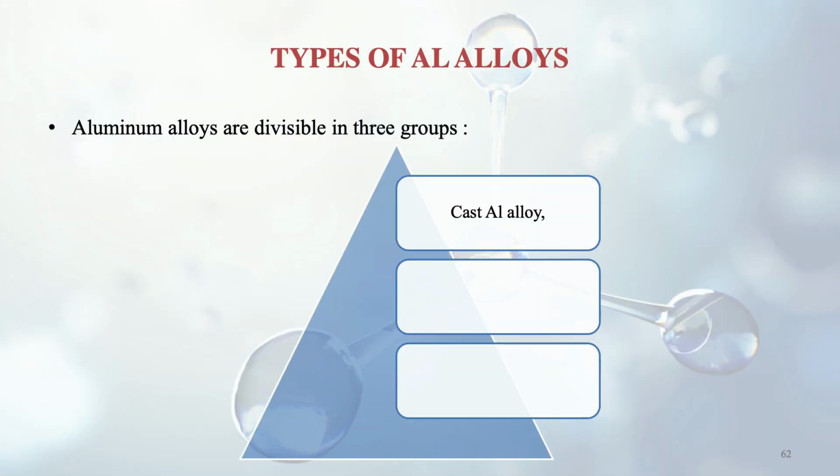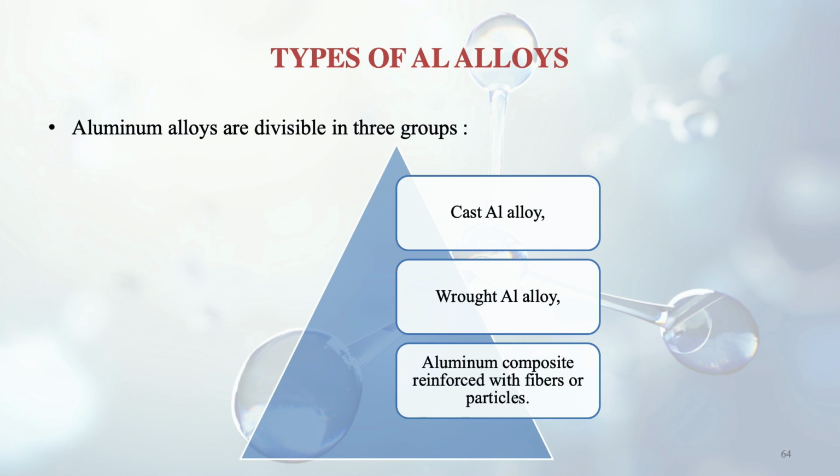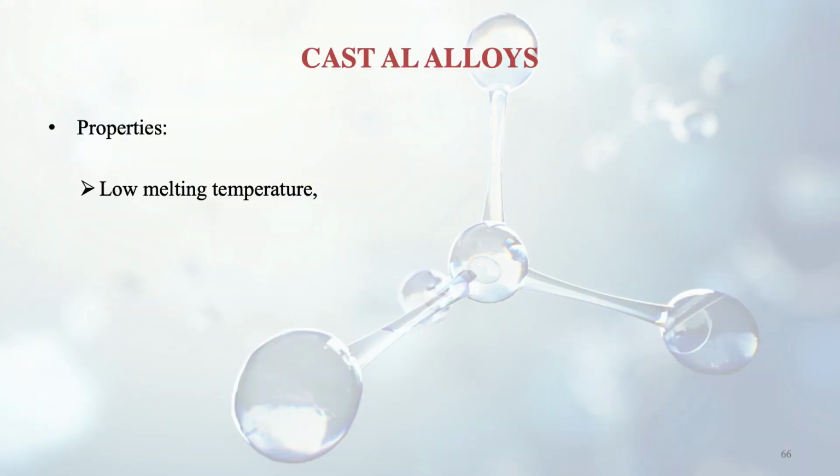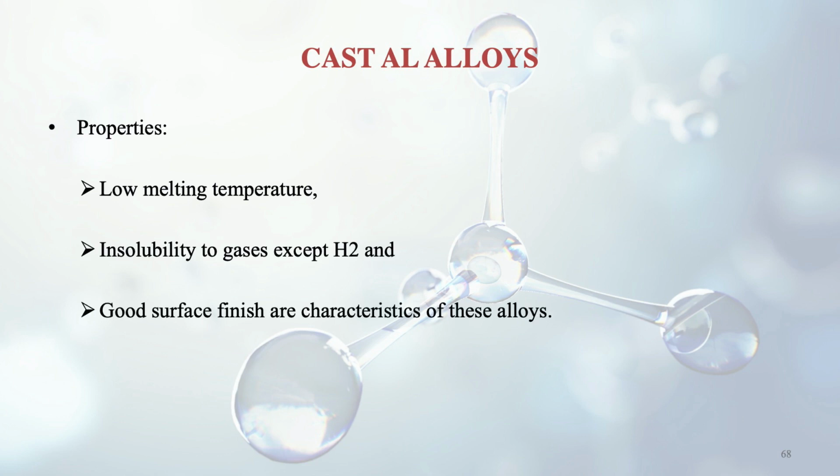These are divisible into three groups, that is the cast aluminum alloys, wrought aluminum alloys and aluminum composites reinforced with fibers or particles. We have seen this just a few minutes back also, and now we are discussing again. So cast aluminum alloys, what are the properties? They have low melting temperature and they are insoluble to gases except hydrogen, but they give good surface finish. So these are important. And what are the drawbacks?